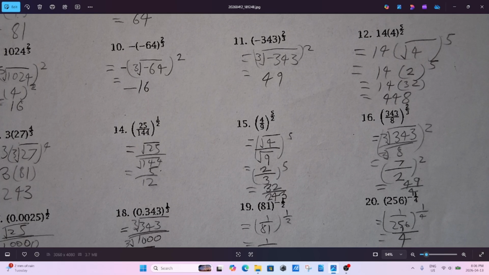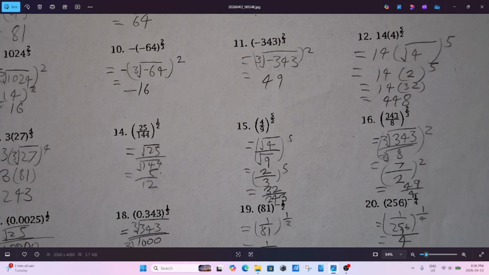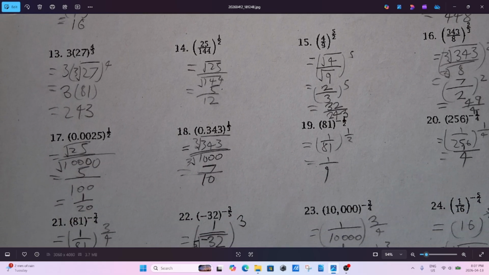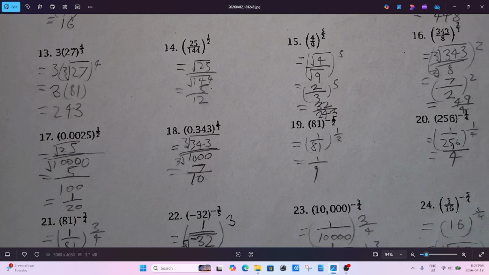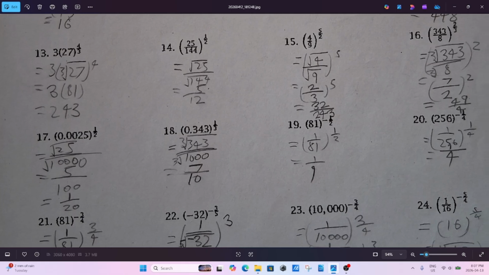Question 12. 14 times 4 to the 5 over 2 is 14 times square root of 4 to the 5, which is equal to 14 times 2 to the 5, which equals 14 times 32, which is equal to 448. Thirteen. 3 times 27 to the 4 over 3 is 3 times third root of 27 to the exponent 4, which is equal to 3 times 81, which is 243.